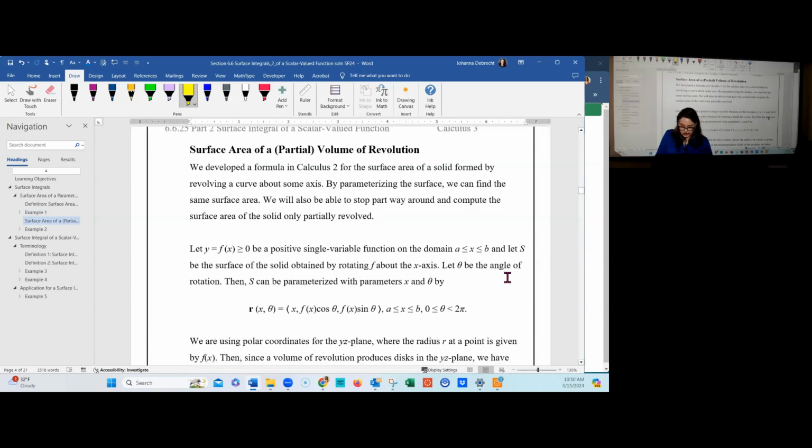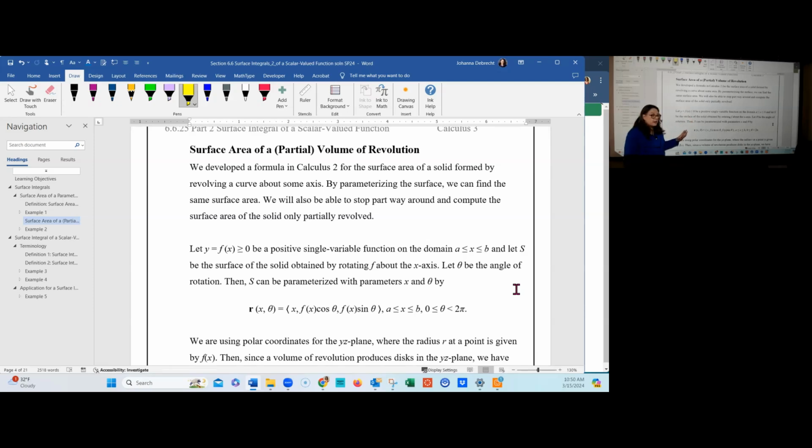Let's now use the surface area to find the surface area of a solid of a volume of revolution. So we know from Calculus 1 or Calculus 2 that you can take a function and revolve it around either the x or the y-axis to produce a solid of revolution. We found volumes previously, but now we want to find the surface area of that solid of revolution.